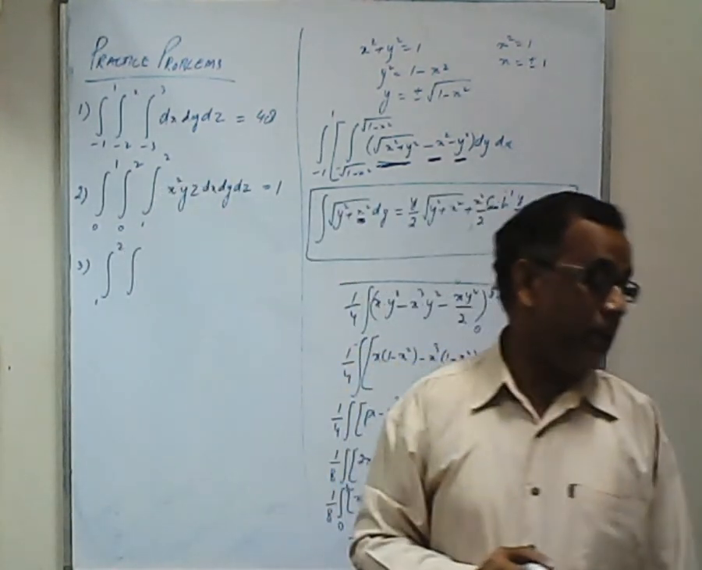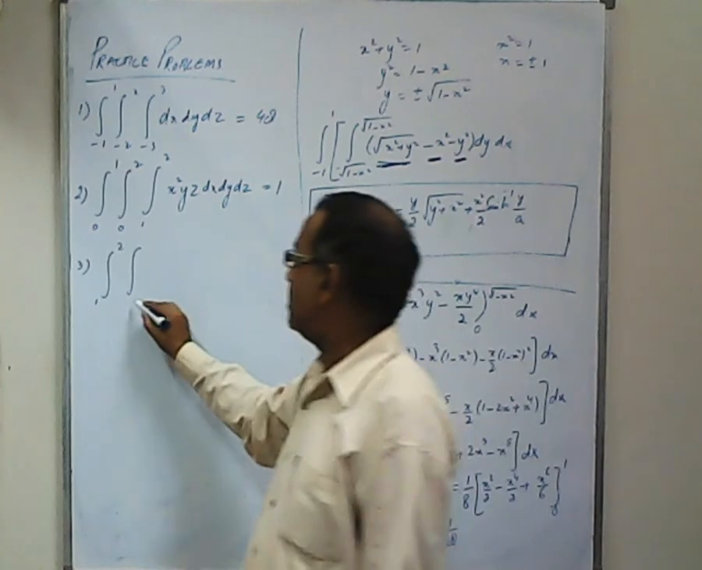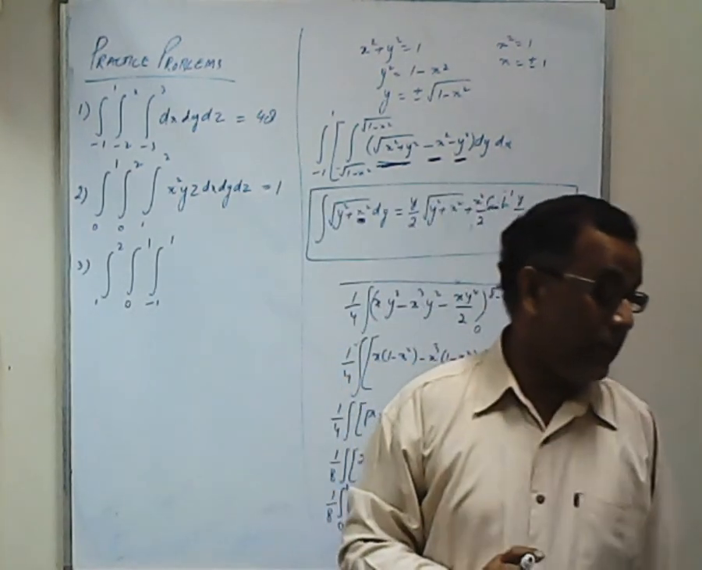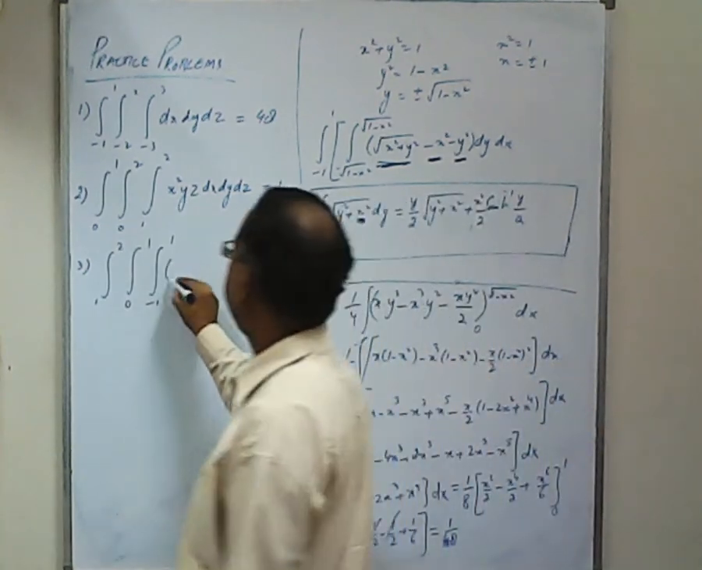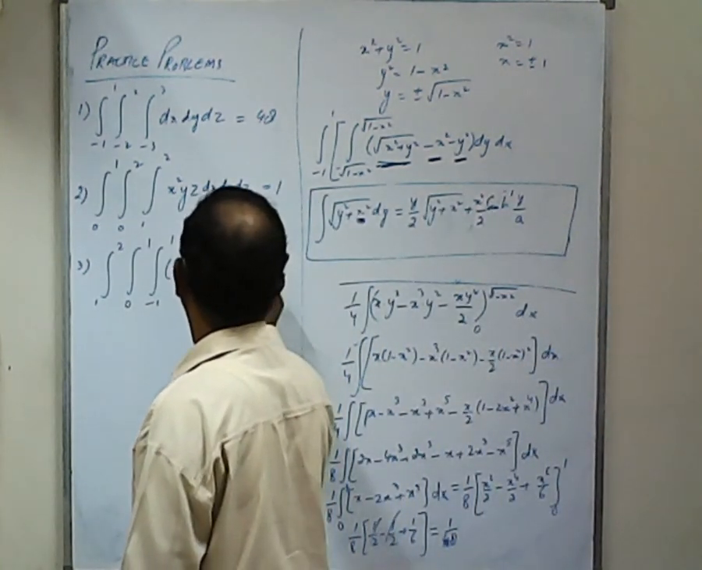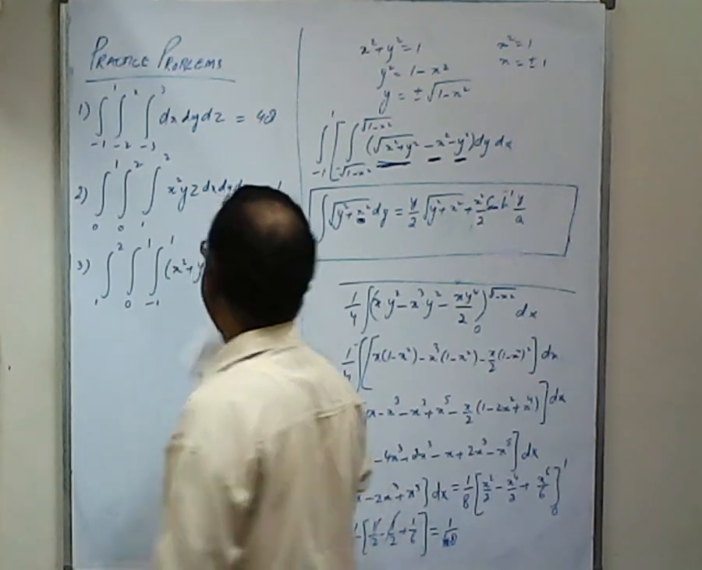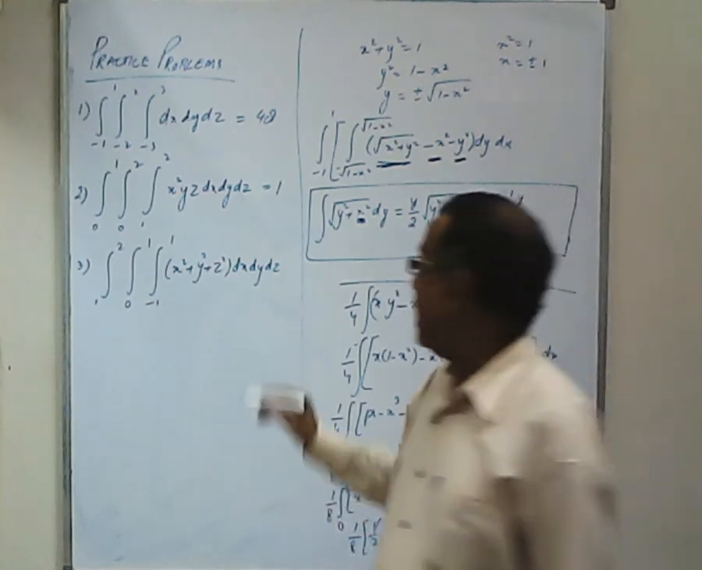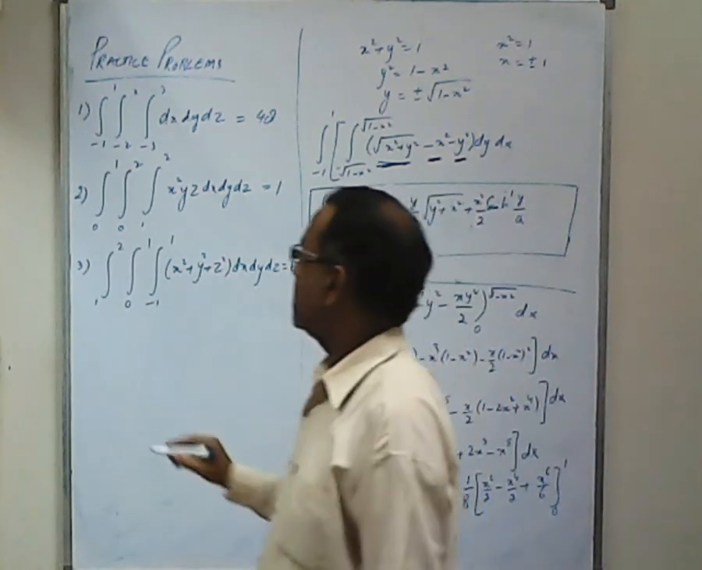Then in number 3, 1 to 2, then we have 0 to 1 and minus 1 to 1. Then we have the function x square plus y square plus z square and dx, dy, dz. And then we have the answer as 6.